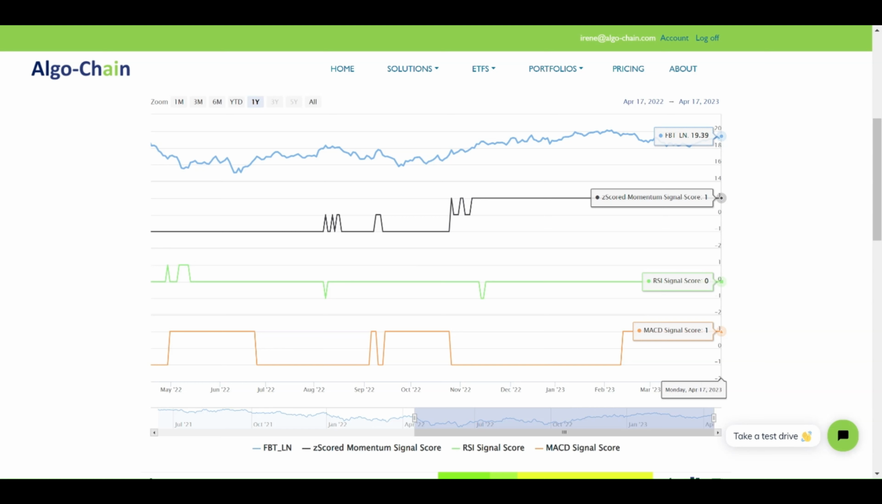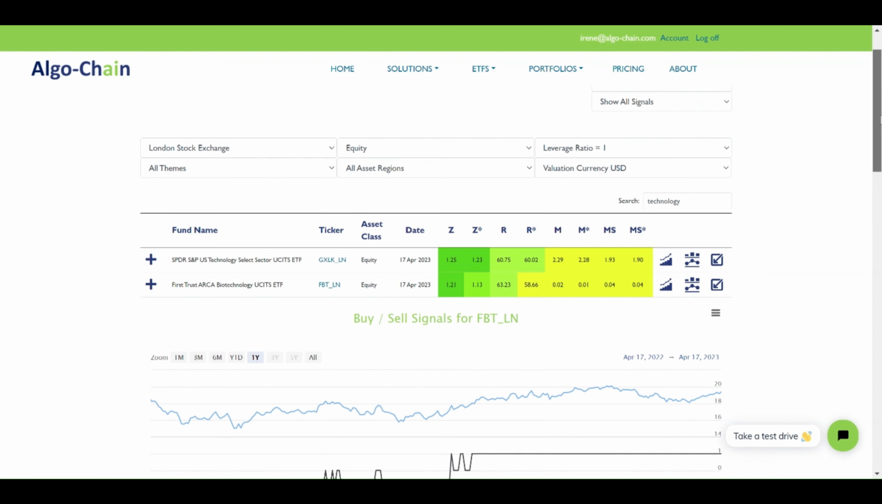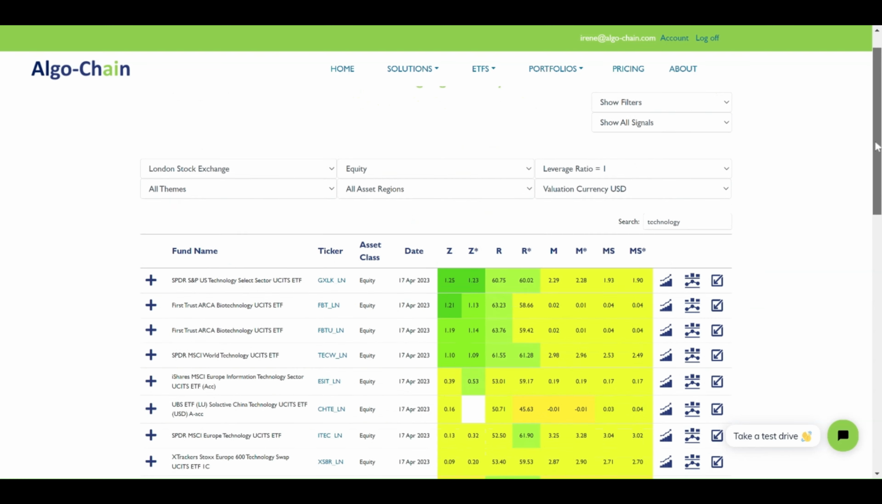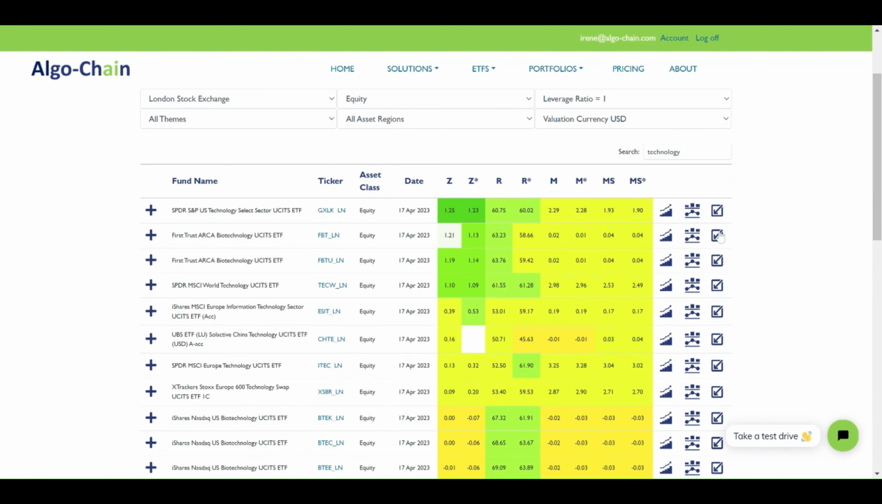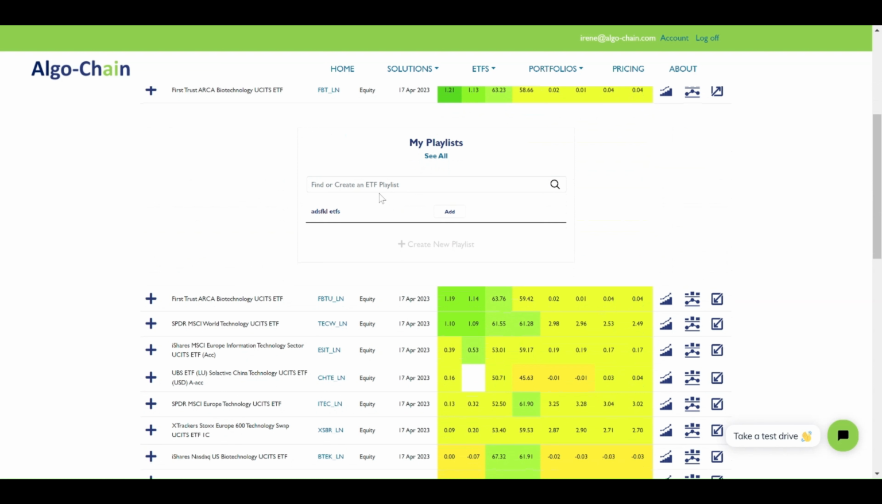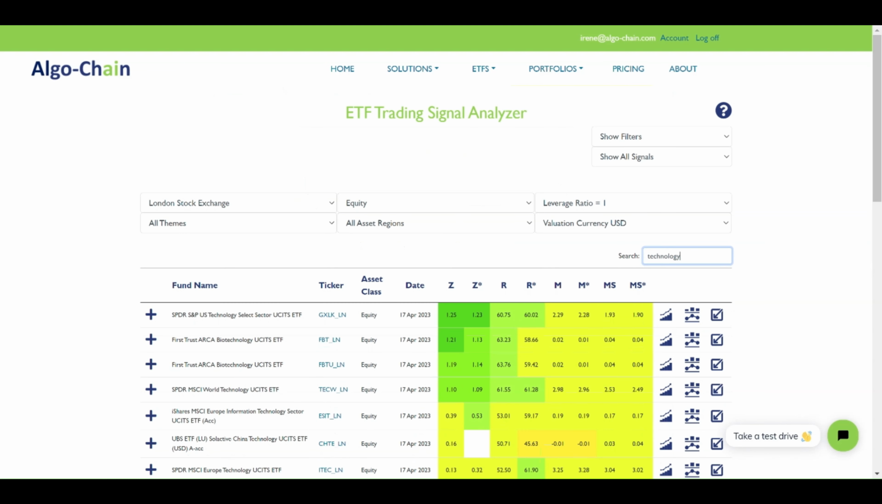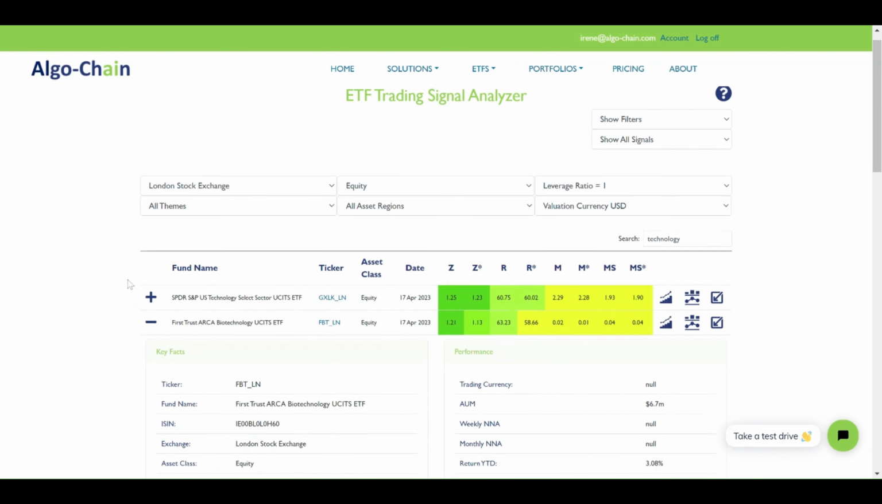If you close the buy, sell signal graphs by clicking that icon again, then finally if you are in the Show Filter mode, you can also add an ETF to any playlist. Select the icon with the arrow, filter on a playlist, or create a new playlist. For example, we create a new playlist called Biotechnology ETFs and we add that first ETF to the playlist. You may first also want to study some more details and analytics of the ETF by selecting the plus button to the left of the ETF.